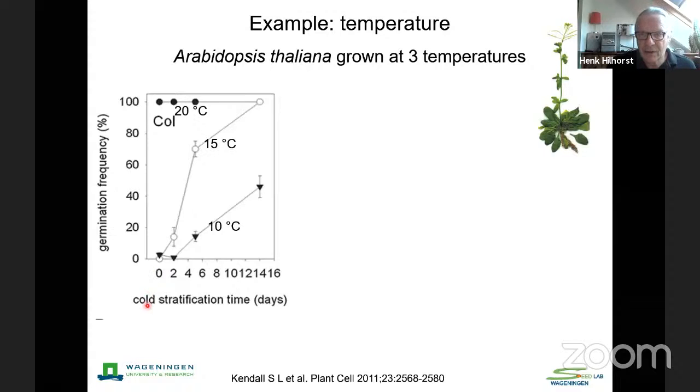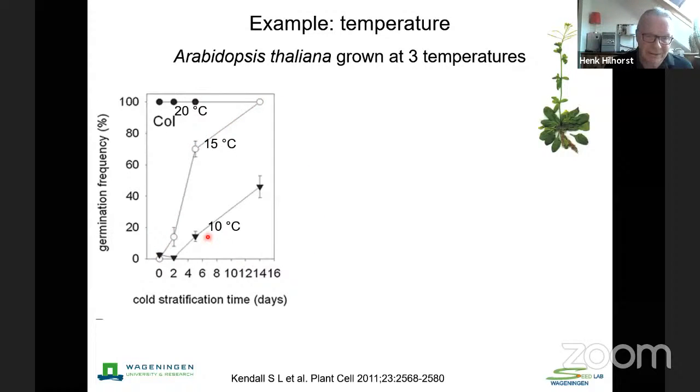If you look at the seeds that were developed at 20 degrees, you see there's no cold stratification required. There's 100% germination. Those seeds are non-dormant. Dormancy is totally absent. When you grow the plants at 15 degrees, you see you need something like 10 days, 12 days of cold stratification to break dormancy. So this dormancy is deeper than that dormancy.